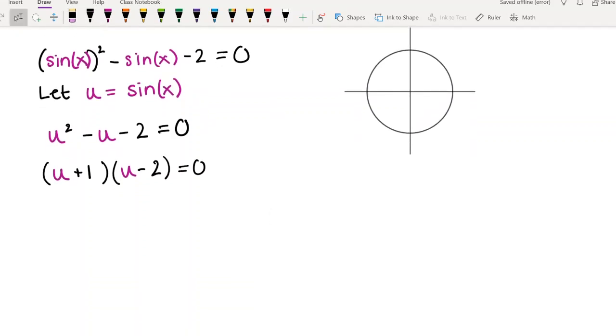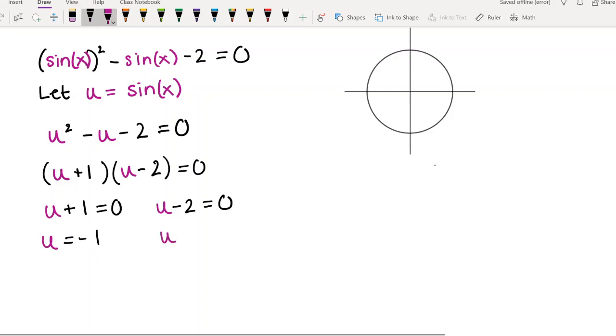So this tells us that either u plus 1 is equal to 0, or u minus 2 is equal to 0. So the first part would say u is equal to negative 1. And the second part would say u is equal to 2. So now we have to go back and put in what our original function was, which was sine of x. So we want to rewrite this as now sine of x is equal to negative 1. And sine of x is equal to 2.